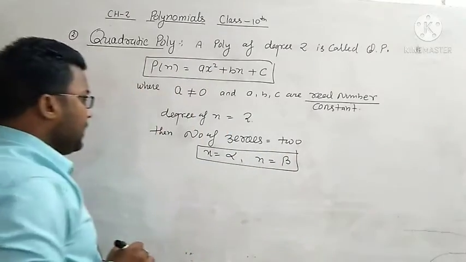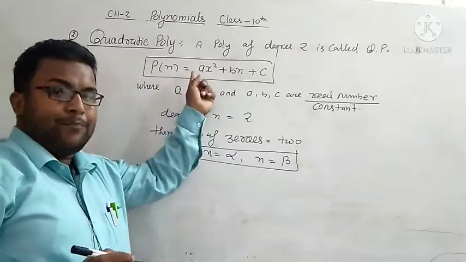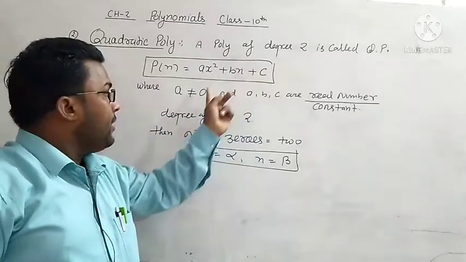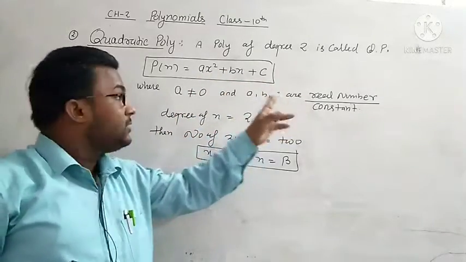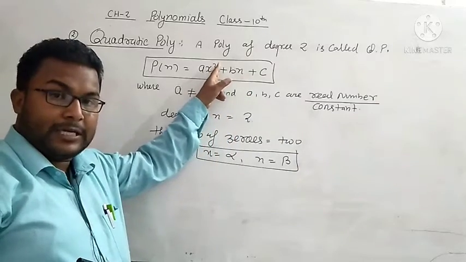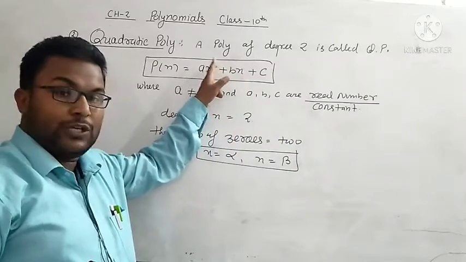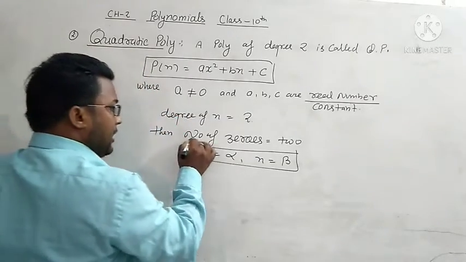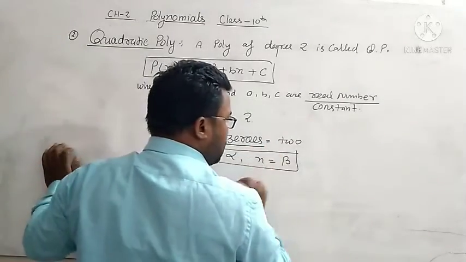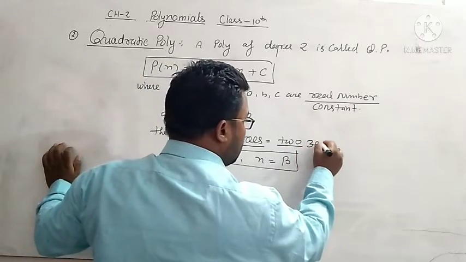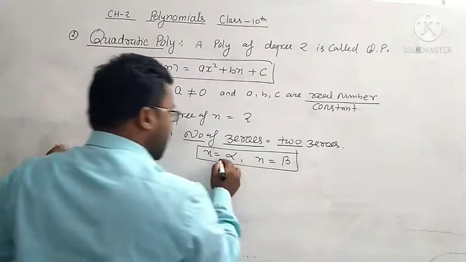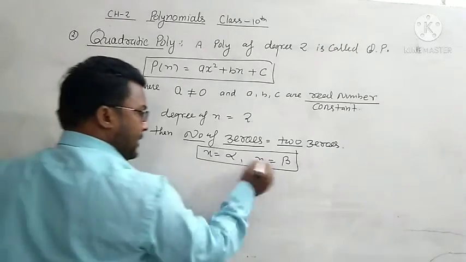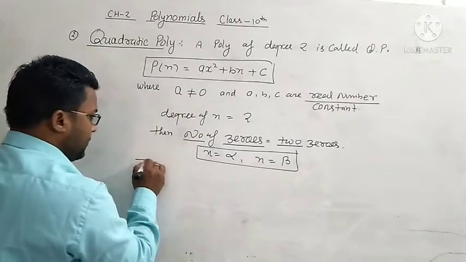Note student, if quadratic polynomial is defined ax square plus bx plus c, where a, b, c are real numbers, the degree of the variable is maximum 2. If the degree is 2, is also defined the quadratic form. So if the quadratic form, then number of zeros is also defined the 2 zeros. 2 zeros is x is equal to alpha and x is equal to beta.